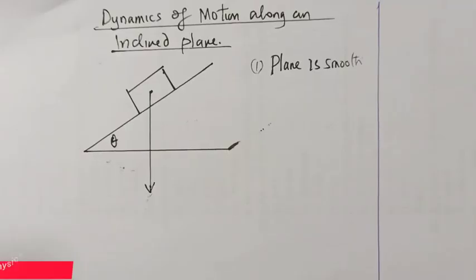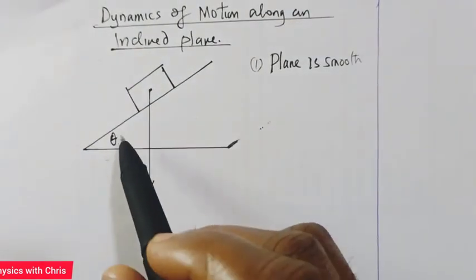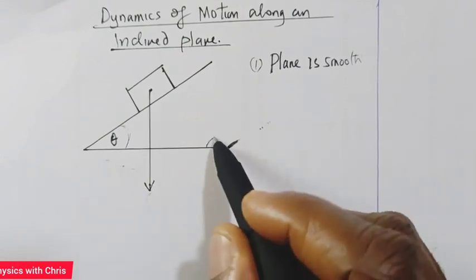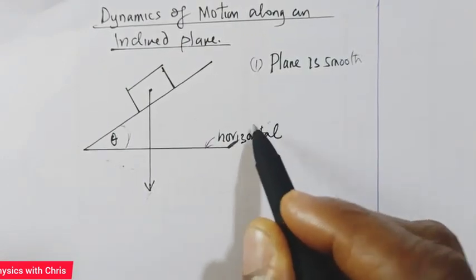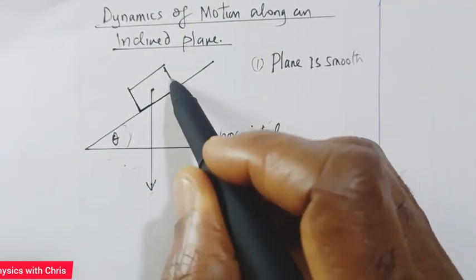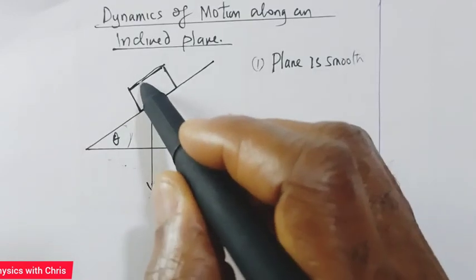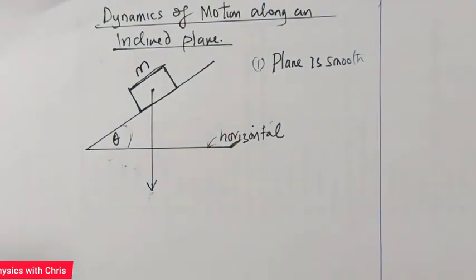Now, let's say you are given a plane surface. It could be a plank or any plane surface that is inclined at an angle theta degrees to the horizontal. This is horizontal. Okay? And then there's a block of mass. An object is placed on the surface. It's possible that this object of mass is initially stationary. It's not in motion yet.